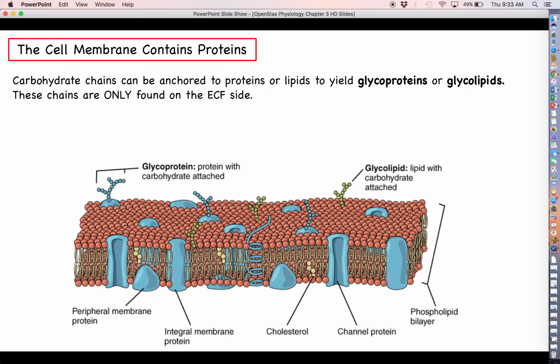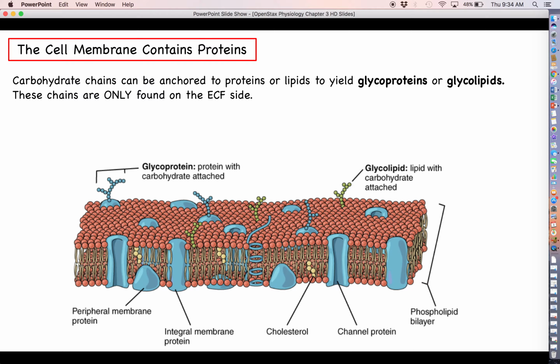Aside from proteins, which will be the main focus of our discussion moving forward, you will also find carbohydrates embedded in the plasma membrane. Now, this is very interesting. The carbohydrates can either be attached to the proteins found in the plasma membrane, or they can be attached to the phospholipids themselves. If they are attached to the proteins, we call the whole thing a glycoprotein. And if they are attached to the lipid, we appropriately call them glycolipids.